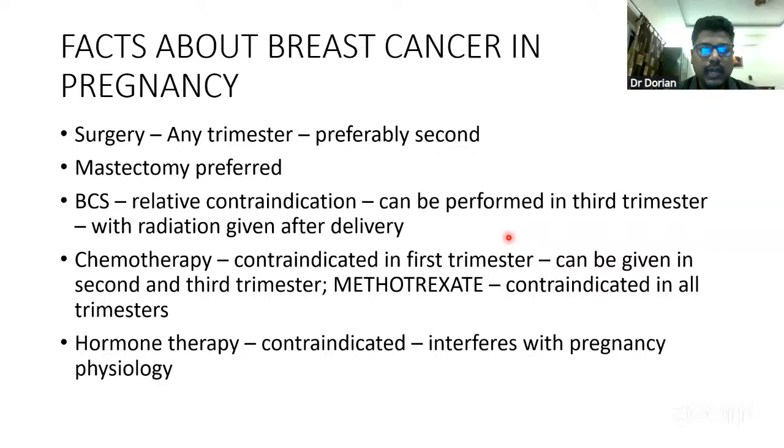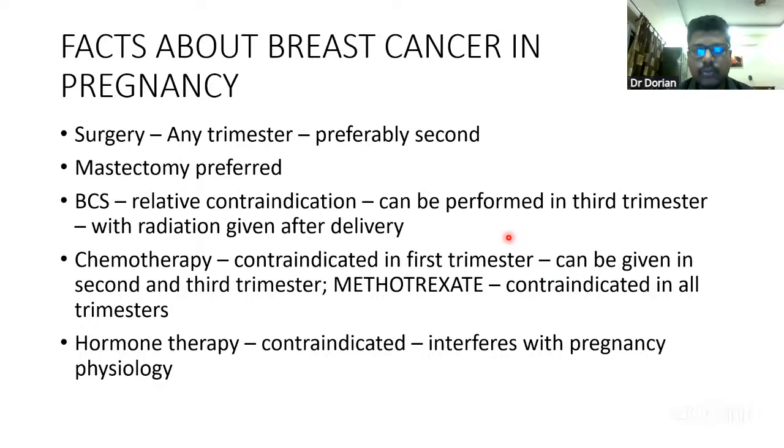Okay. And then chemotherapy, it is contraindicated in the first trimester. It can be given in the second and third trimester. Books mention it is safe to give in the second and third trimester. Okay. And one drug, methotrexate, earlier it was used in all chemotherapeutic regimens for CA breast, CMF regimen, etc. CMF: cyclophosphamide, methotrexate, 5-fluorouracil. In the CMF regimen, methotrexate is contraindicated in all trimesters of pregnancy.